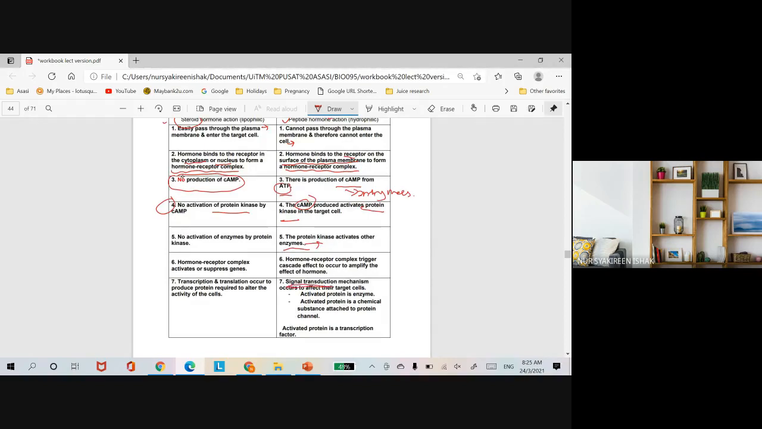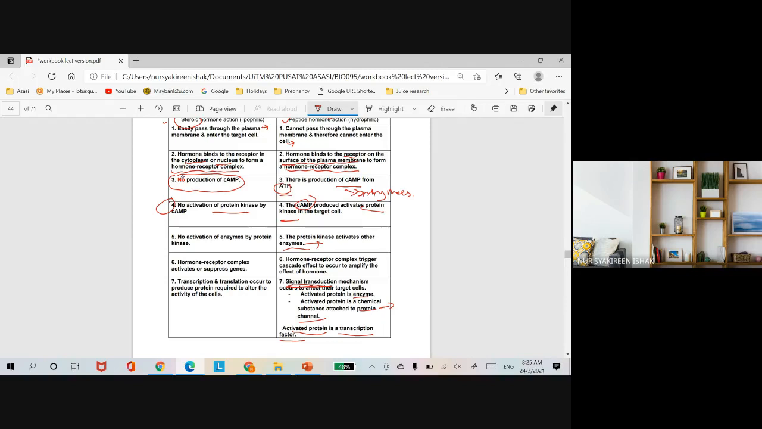Okay, which is point number 7. Okay, so signal transduction mechanism occurs to affect the target cell, which is to activate enzyme, or activate chemical substances which are attached to protein channel and cause the protein channel to open and cause ion to enter into the cell, for example, or other molecules to enter into the cell. Okay, so the protein could also affect the transcription that occurs within the nucleus. Okay, so that is the effects of the signal transduction.